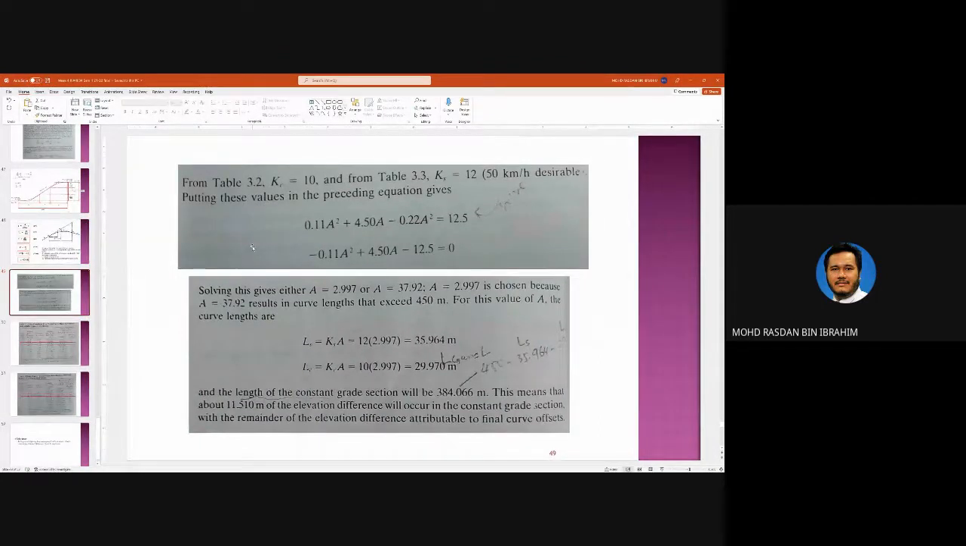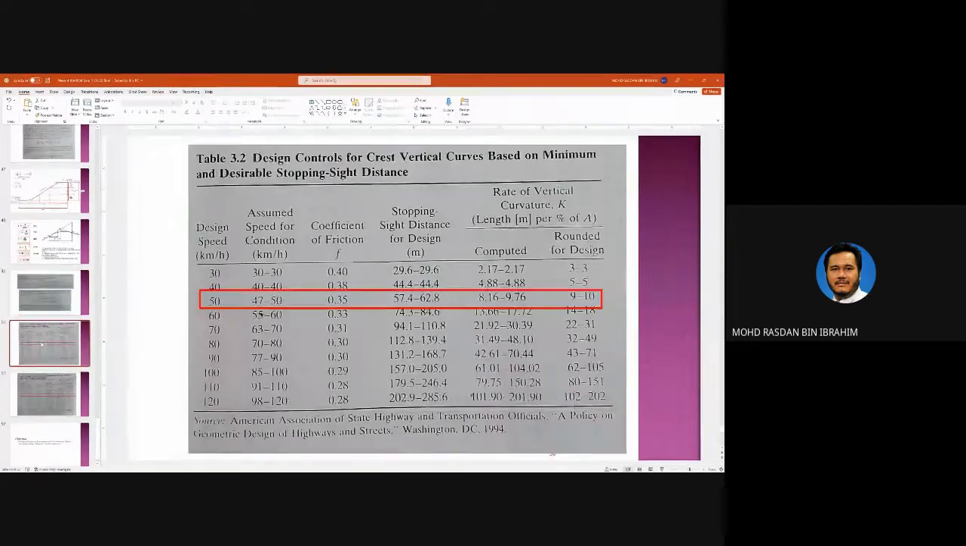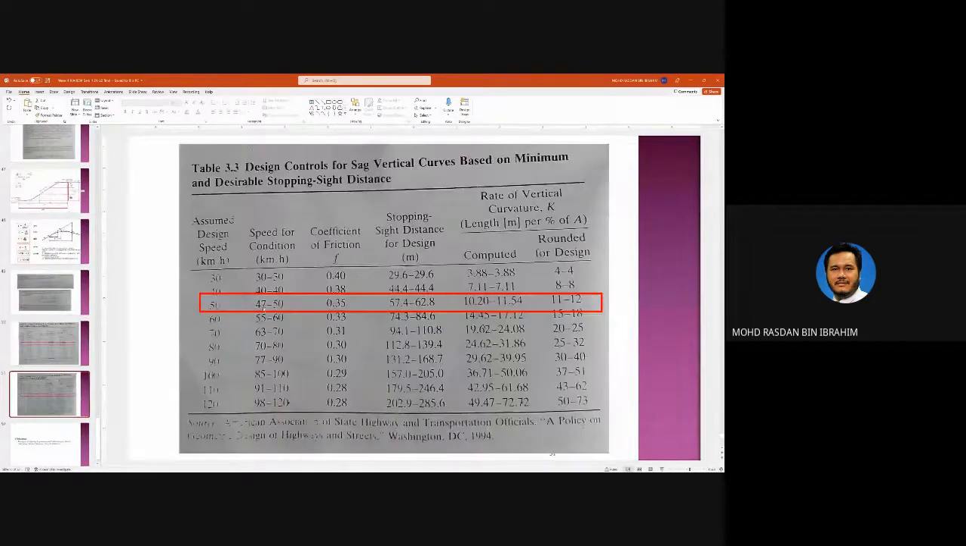So now you know your design speed is 50 kilometers per hour, as given. So for the crest curve, at 50 kilometers per hour, the value of K is 10. And here, the value of K is 12. So 10 plus 12 is 22.